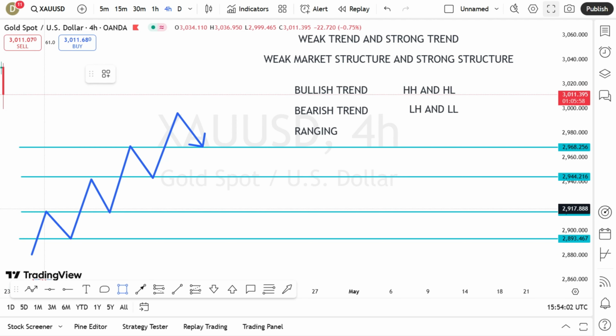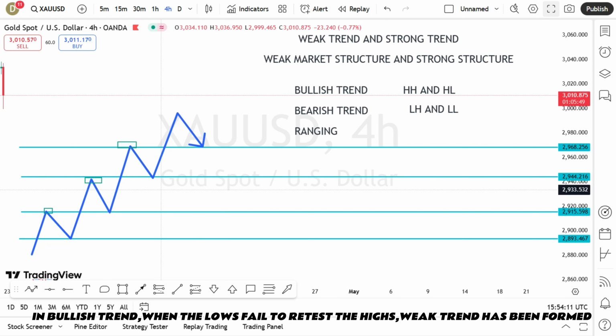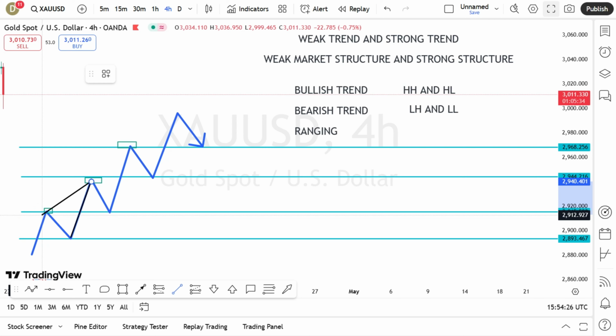Once price makes a high over here, it means another high over here. We want price to break out this high, and at the same time, we want price to retest this high. So if price fails to retest this high, it means the market is forming a weak trend. Take note of it.